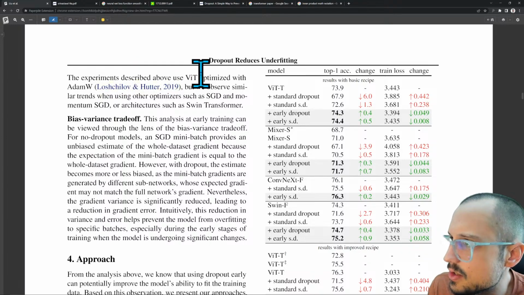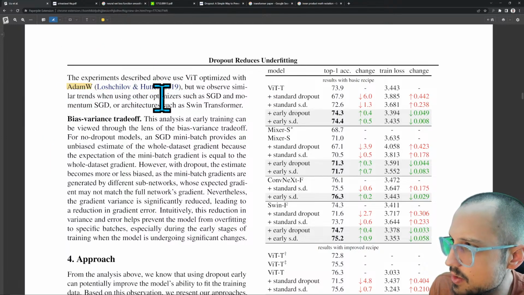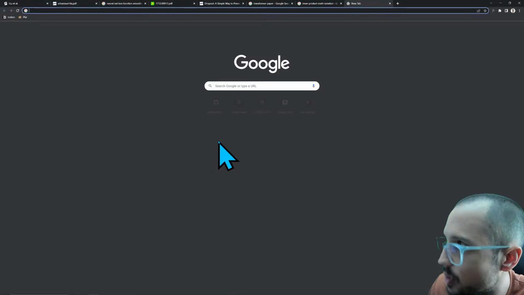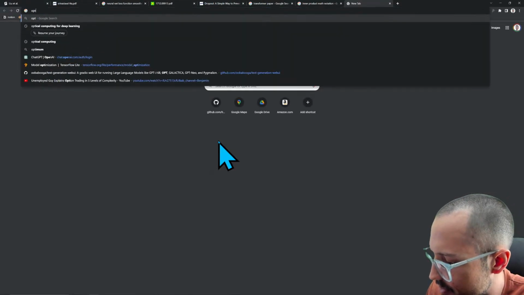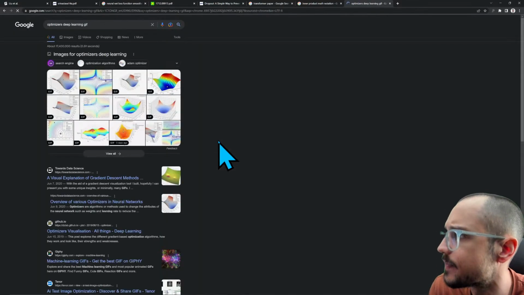The experiments use ViT optimized with AdamW. This is an optimizer. We observe similar trends when using other optimizers such as SGD and Momentum SGD, or other architectures such as Swin Transformer. So one important thing to think about here is optimizers.